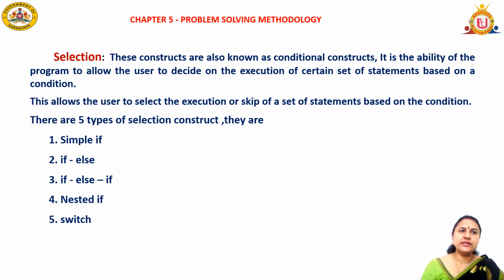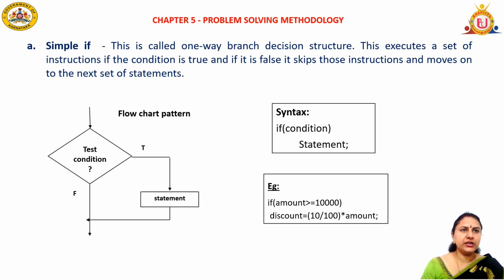There are 5 types of selection construct. Number 1 is simple if, 2 is if else, if else if, nested if and switch case. Let us discuss one by one what is simple if, if else, if else if, nested if and switch case. Selection means based on the condition, the user has to write the program and the program will allow executing the statements. In the selection construct, the first one is simple if.